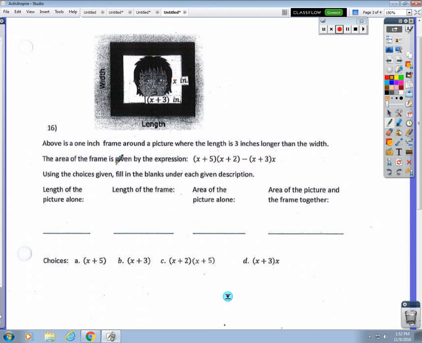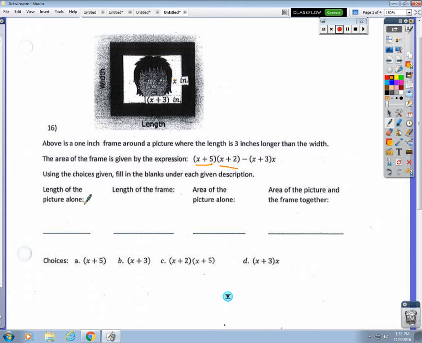The area of the whole frame, so the black space, is given by the expression x plus 5 times x plus 2 minus x plus 3 times x. Because think about it, if you're just wanting to find the area of just the frame, just the black space, don't you need to do its length times its width, but subtract out the picture? So using the choices given, fill in the blanks under the given expression.